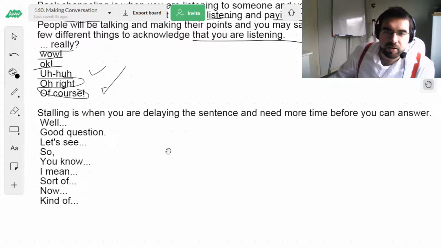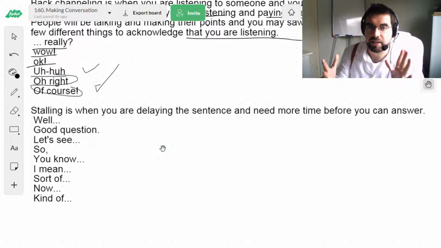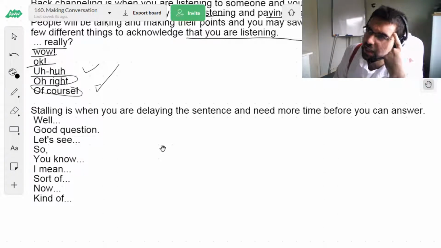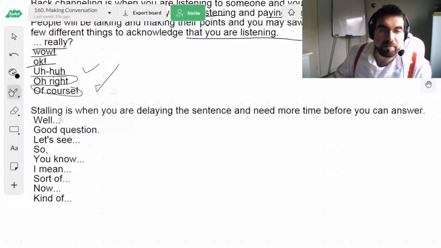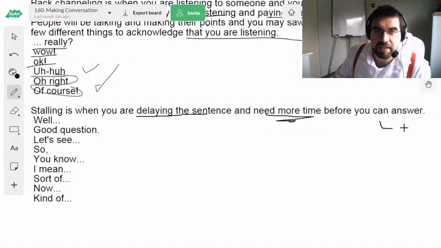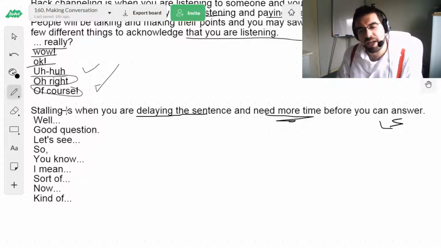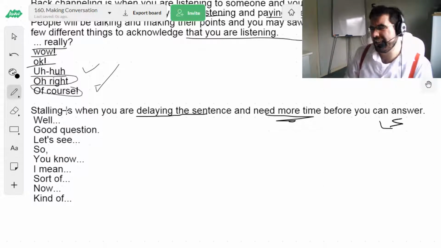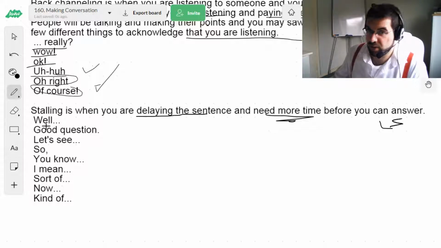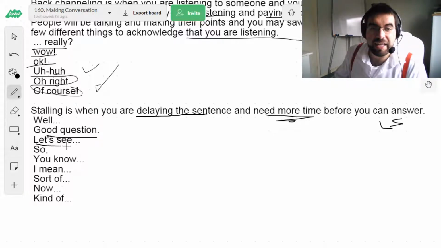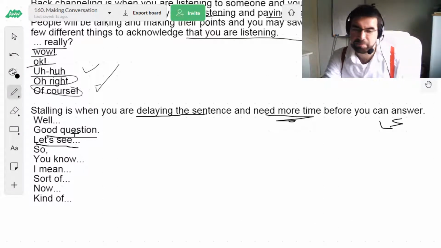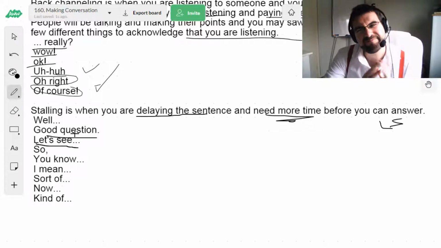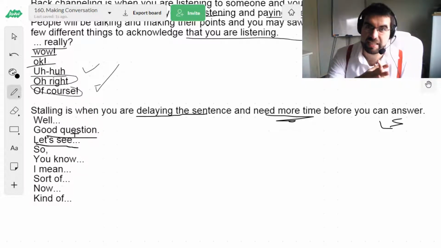But then there are ways of stalling the sentences. Stalling. You're thinking. You don't know what to say, but you need something now, so you're going to delay the whole conversation. So stalling is when you are delaying the sentence and need more time before you can answer. So, well, I don't know about that. Yeah, maybe. Good question. Let's see. What do you think about going to Paris? Well, good question. Let's wait and see.